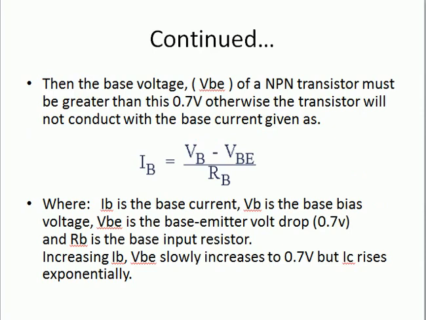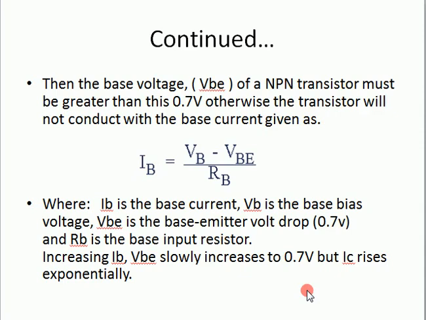Then when we talk about the base voltage, that is VB, as we said it must be equal to 0.7 if it is a silicon diode, and 0.3 if it is a germanium diode. So VB of an NPN transistor must be greater than this 0.7 volt, otherwise the transistor will not work. And what will be the value of IB? IB is equal to VB minus VBE over RB.